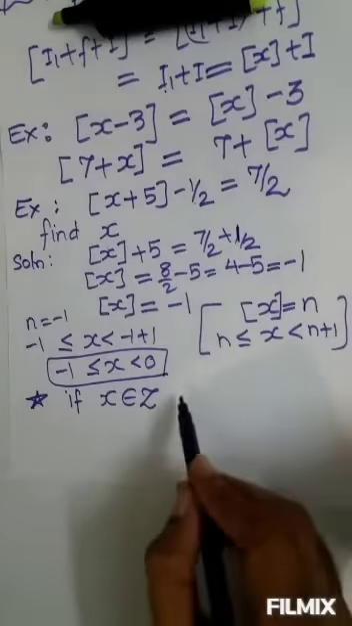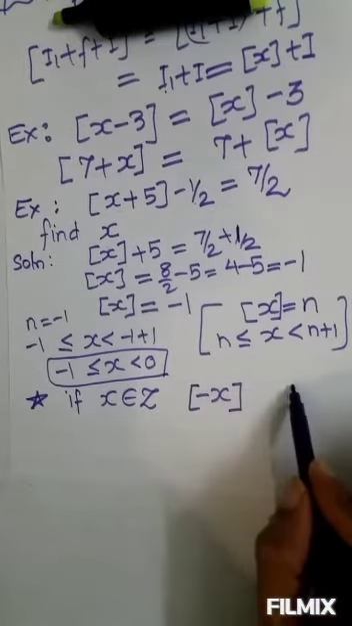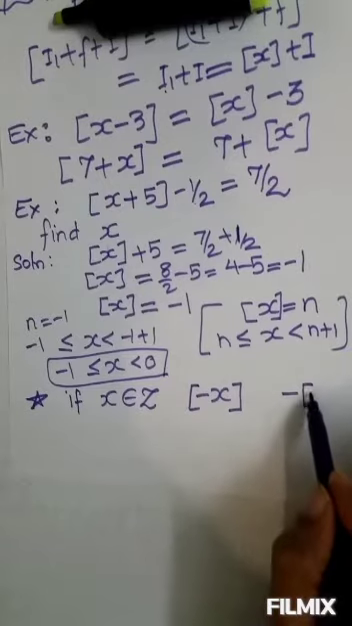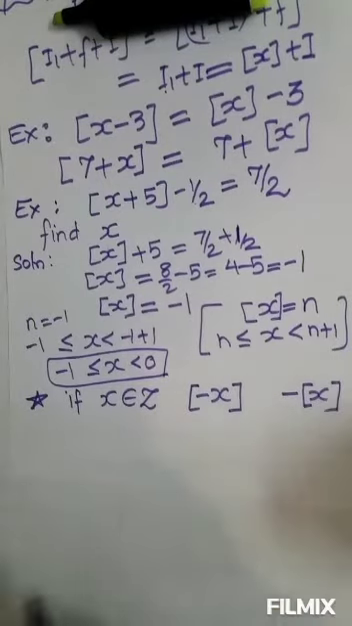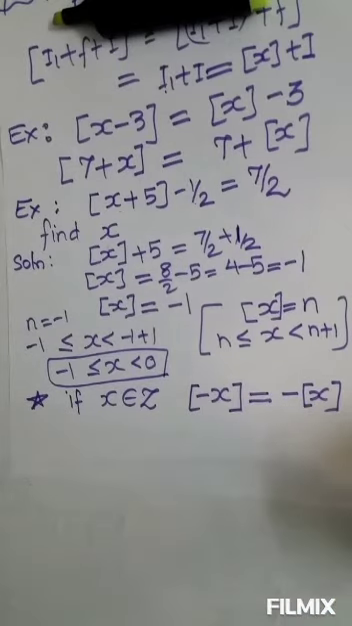If I ask you, if x is an integer, greatest integer of minus x and minus of greatest integer x, can we say that they are equal? Yes or no?